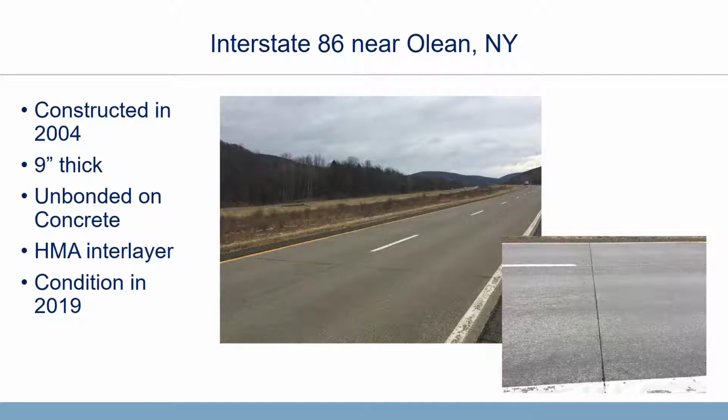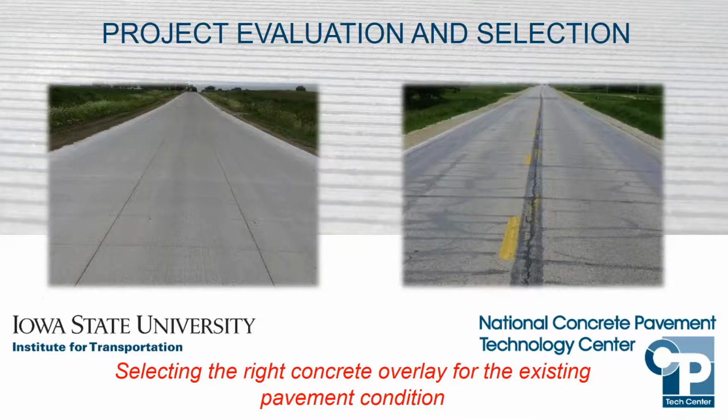This is a project that was constructed on Interstate 86 near Olean, New York in 2004. It was a 9-inch thick unbonded overlay, obviously on the interstate, looking for more traffic, as we would see in many of those applications. It had an HMA interlayer, and the picture that you're actually seeing is the condition of that pavement in 2019. So after 15 years, it's still doing considerably well as a rehabilitation or resurfacing option.